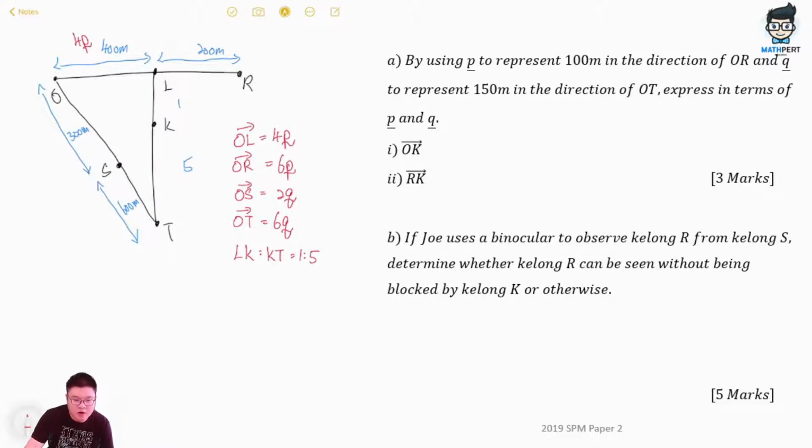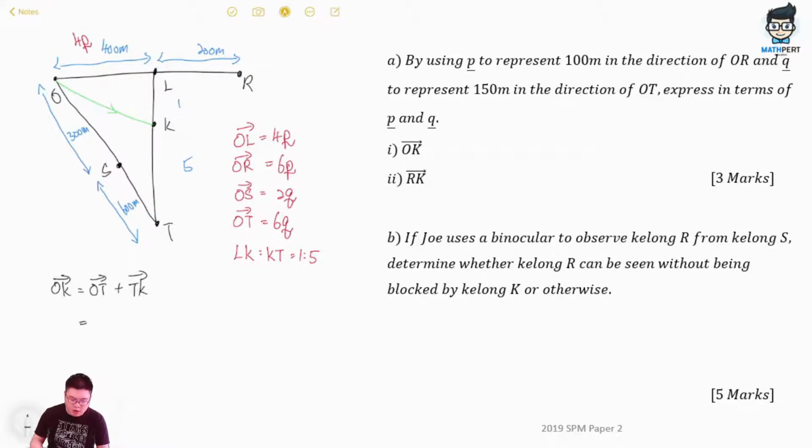Right? So we are asked to find OK. So how do we find OK? So where is OK? OK is this green color line. Right? So OK will be equals to OT to TK. OT to TK is OT plus TK.